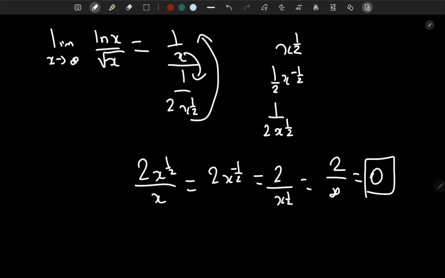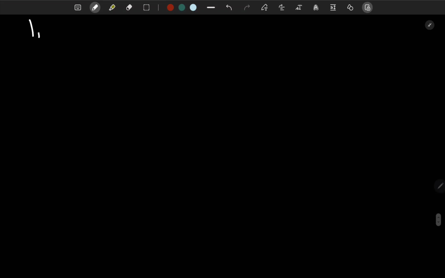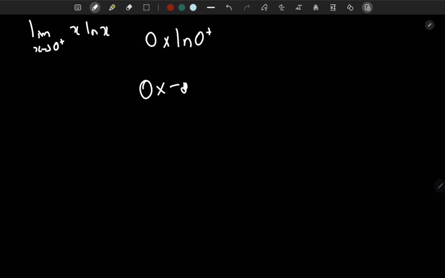Now let's move on to a question where we don't have a fraction and we need to somehow make it a fraction. We have the limit as x approaches 0 plus of x ln x. The first thing we notice is this is not in the form of a fraction. If we substitute directly, we get 0 multiplied by ln of 0 plus, and as x approaches 0, ln is going to be negative, approaching negative infinity. So here we have 0 multiplied by negative infinity.